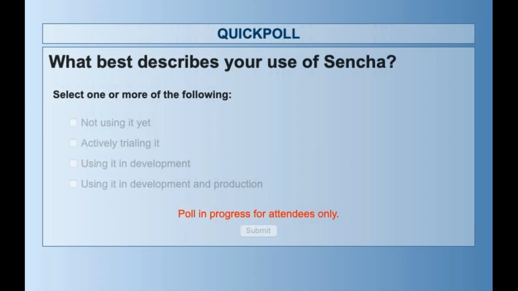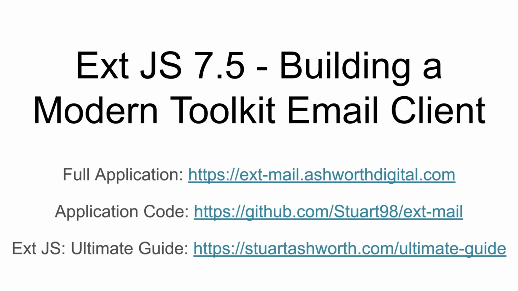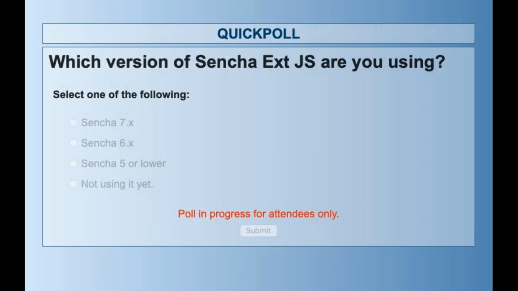Let's have a quick check now, which version you're using currently. You're on Sencha 7, which is the latest version, or Sencha 6, which was about 2.5 years ago now, so you really need to be looking to get moved up to Sencha 7 to get the latest support. If you're on Sencha 5 or earlier, then again, I definitely recommend getting upgraded to the latest versions.